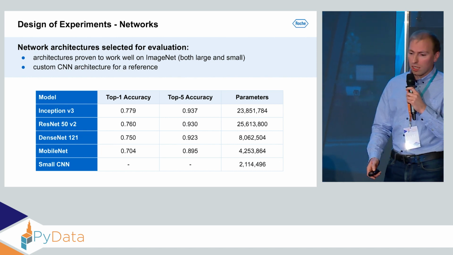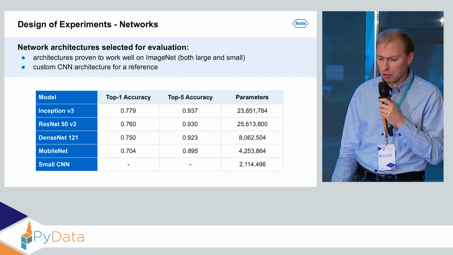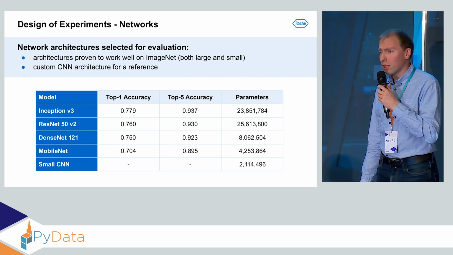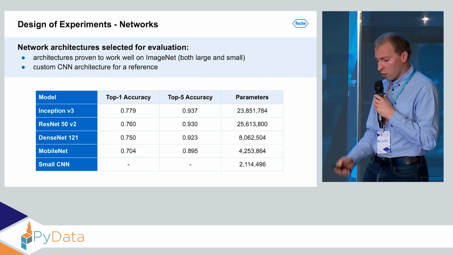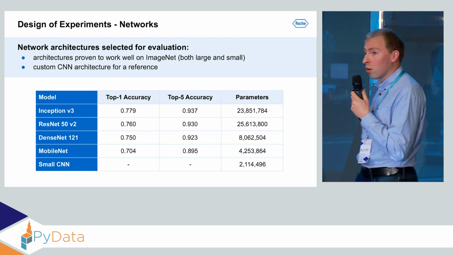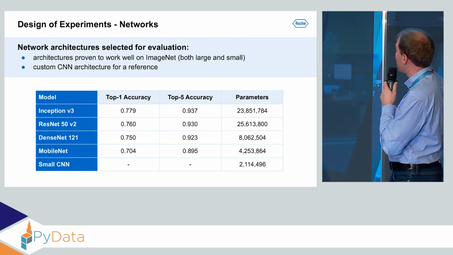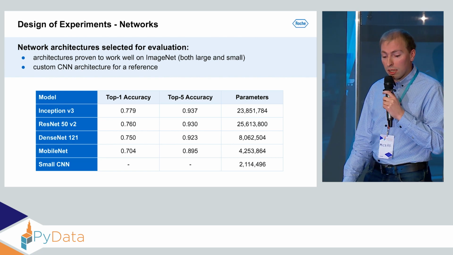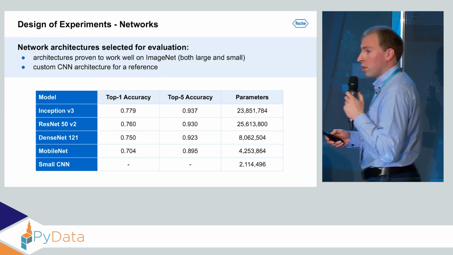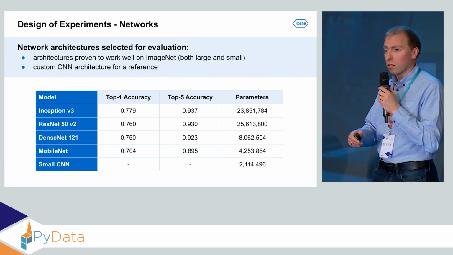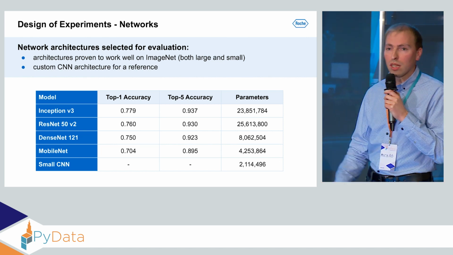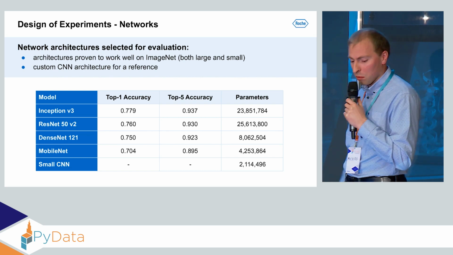Right, so we selected a couple of convolutional networks. These are networks that are basically proven to work well on the ImageNet dataset. As you can see, we've got two large models and two relatively small models with respect to the number of parameters. And in addition, we also designed a small custom CNN, just to see whether a small network can also compete with the large networks that were really designed for tough problems.